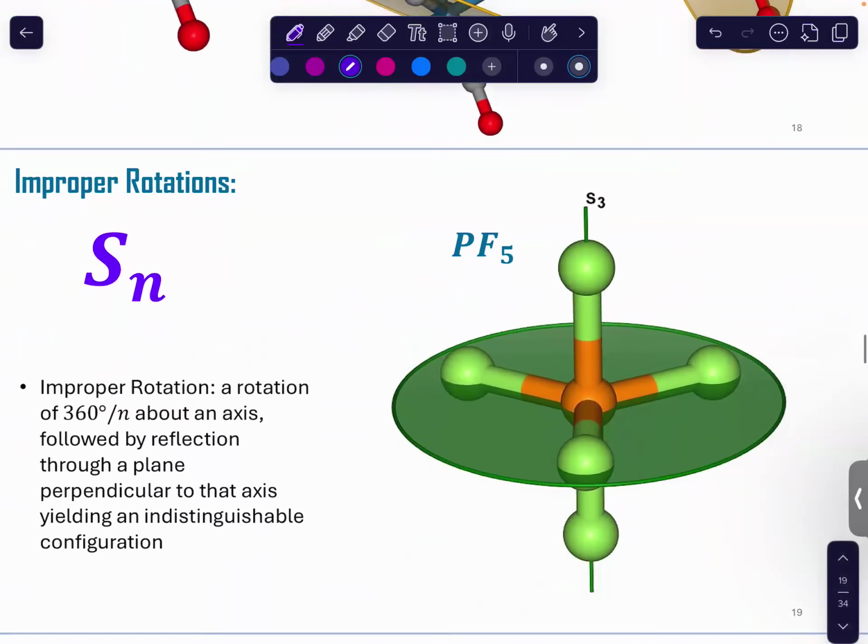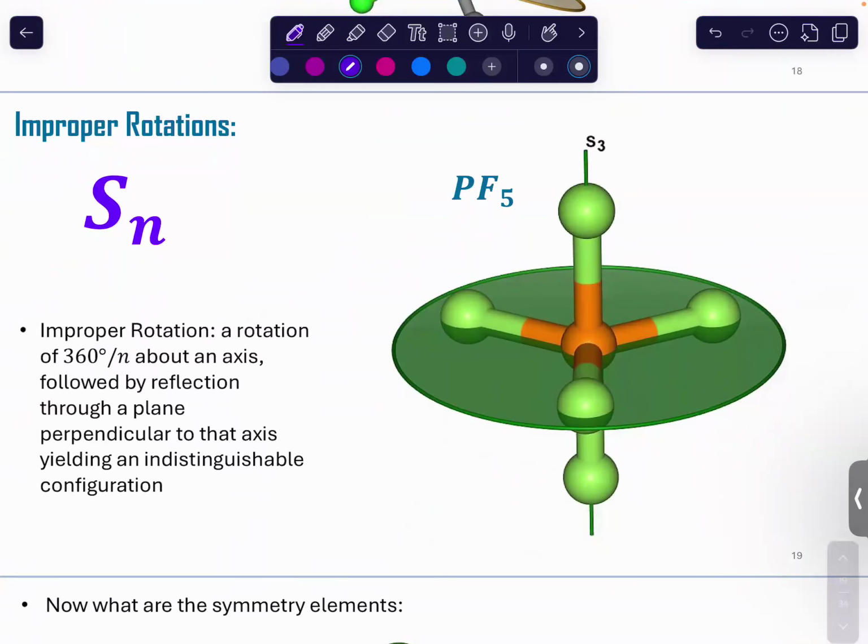Okay. And now a symmetry element we haven't covered yet, improper rotations. They're denoted with an S sub n. And later on, you're going to see an S sub 2n. And so always remember, whatever that subscript is, it's 360 divided by that subscript. Okay.